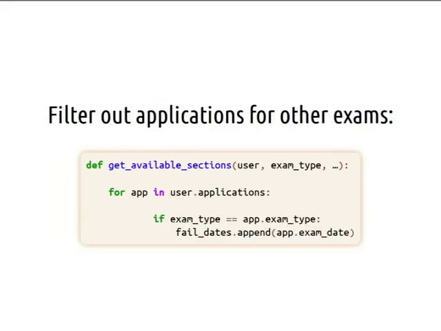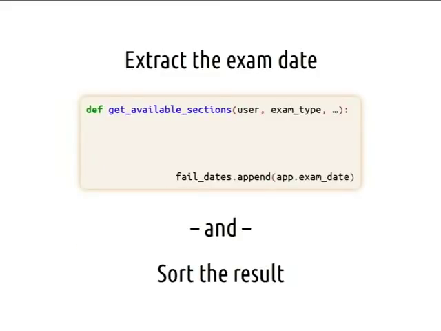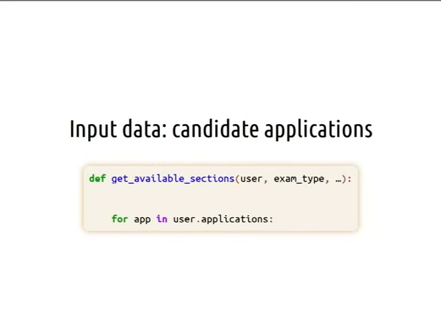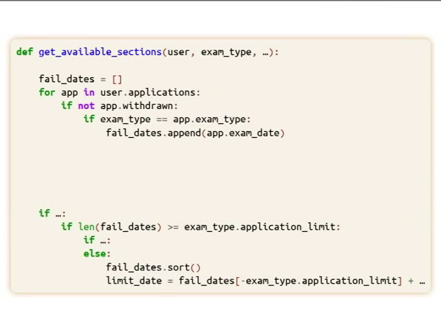We check to see if the application is for a different exam than the one I'm asking about. We don't need to see those. We extract the exam date from whatever's left, and we sort the result. So 4 transforms, but applied over the course of, here, let me show it to you again, 1, 2, 3, 4. And again, over the course of 25 or 30 lines of code, this transform is being carried out.